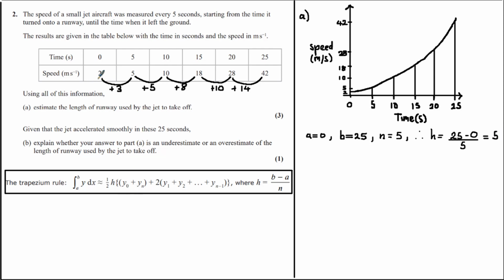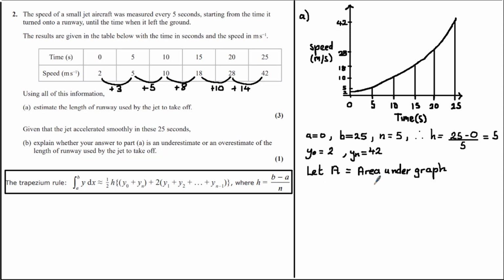Next we need y0. y0 is the first y value given in the table, so y0 is equal to 2. And y sub n is the last y value that's given in the table. So y sub n is equal to 42. So now we have all the values that we need for the formula.